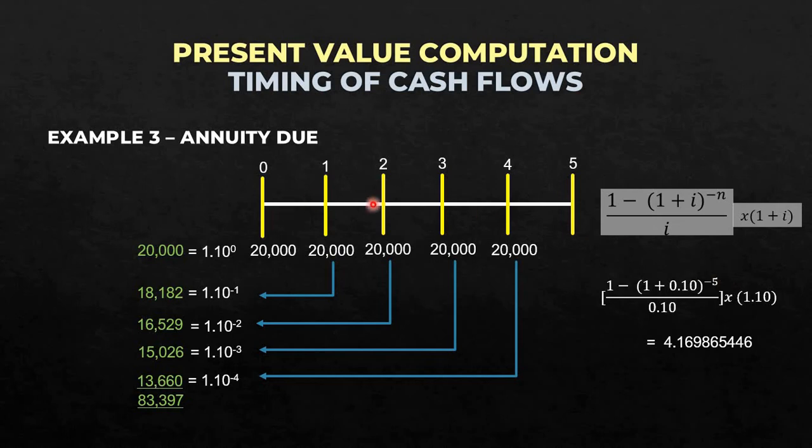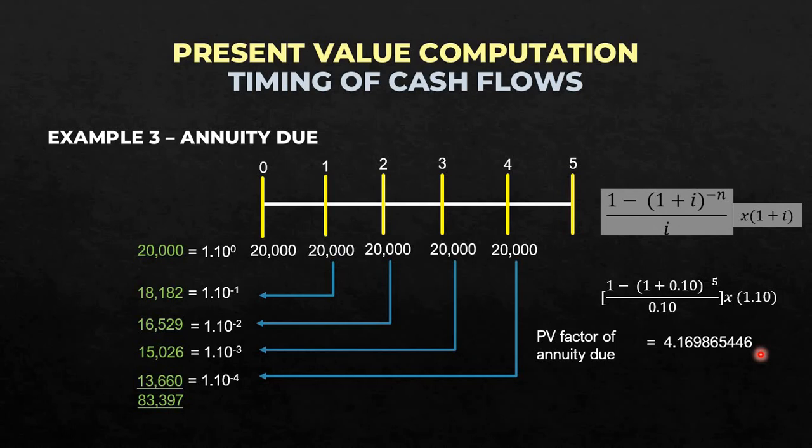So again, yung ating exponent, yung n, ito yung number of compounding periods for the whole term. So since meron tayong limang compounding period for 5 years, kasi ang ating compounding period is on an annual basis, so kaya ito ay 5. So ang tawag natin dito sa product natin is the present value factor of annuity due.